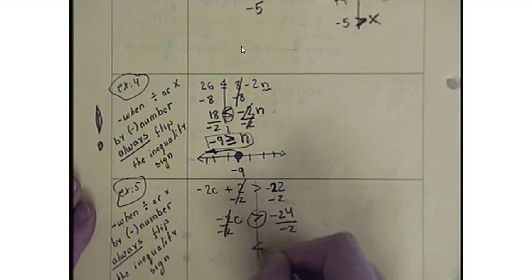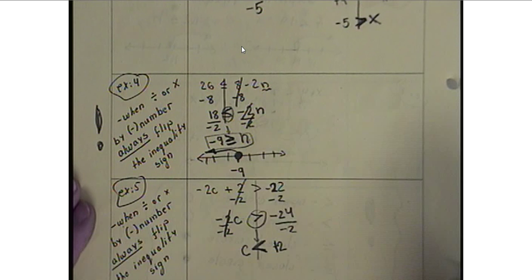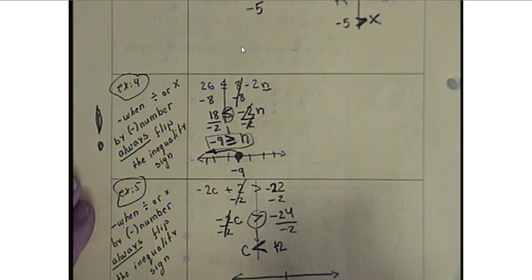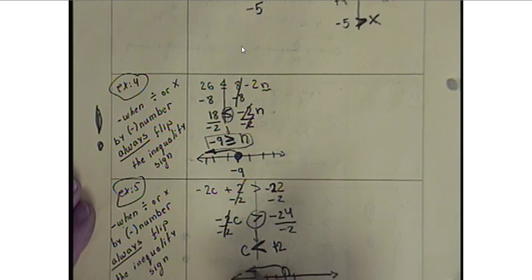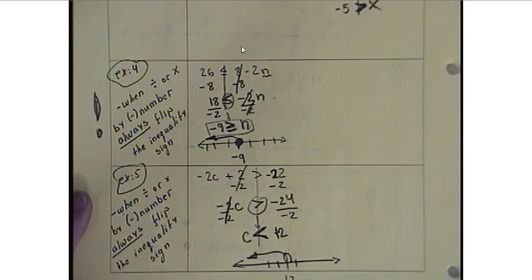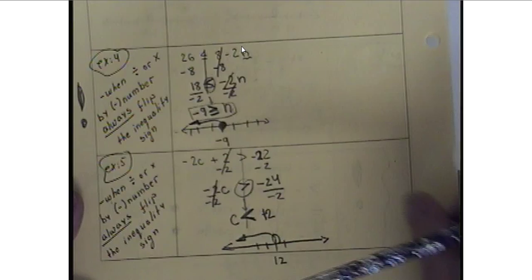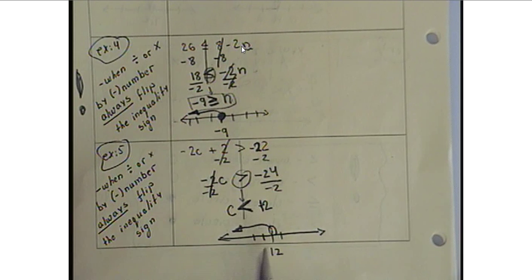We flip it, so it goes to the other direction. And now we say c is less than positive, what, 12. Positive 12. And if you have your graph, you can put the number 12 here, open circle, all lesser numbers are to the left, so that will be my final answer with the graph.